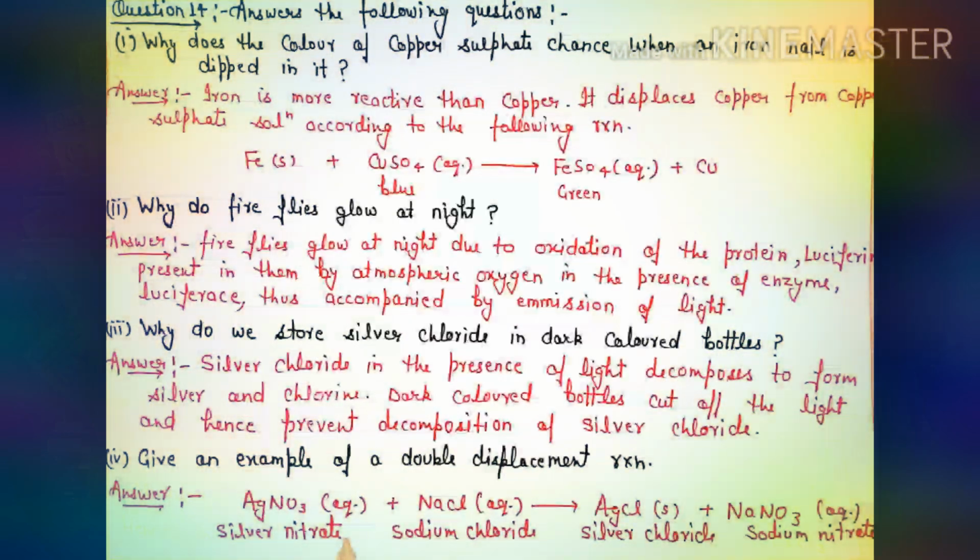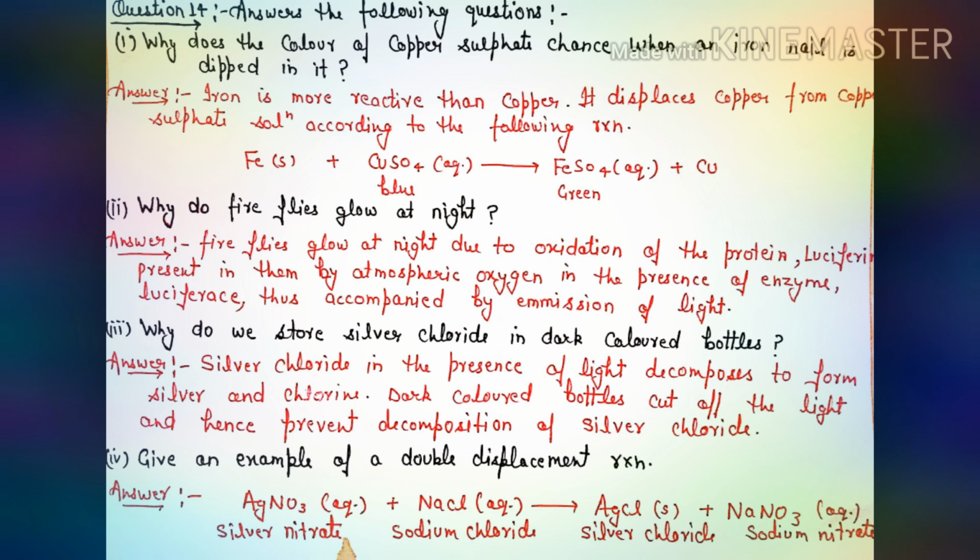Question number 14: answer the following questions. First part: why does the color of the copper sulfate change when an iron nail is dipped into it? The answer is iron is more reactive than copper. It displaces copper from copper sulfate solution. So according to the reaction, when the blue solution reacts with the iron, green colored ferrous sulfate solution is given.